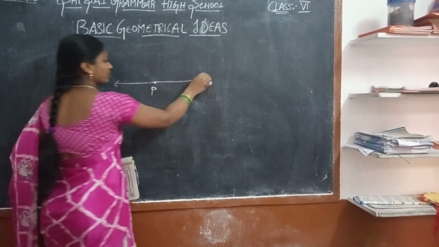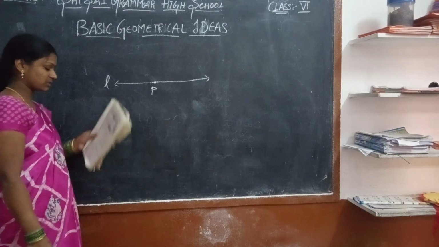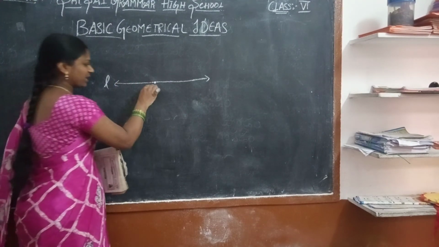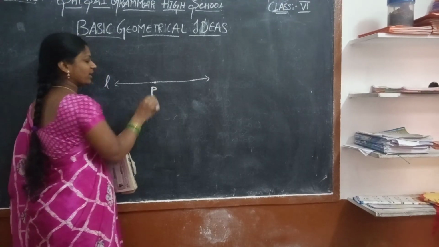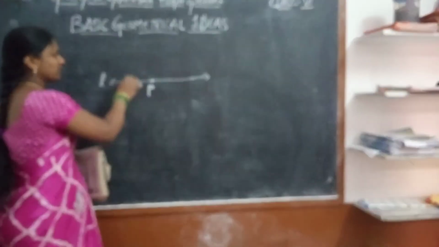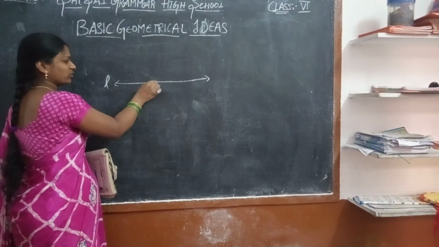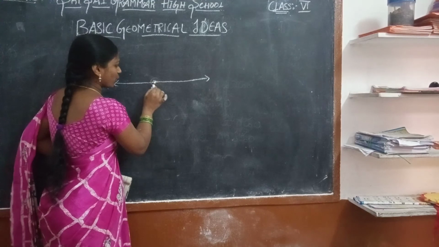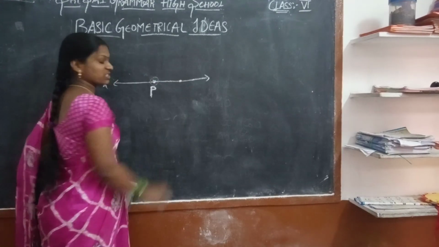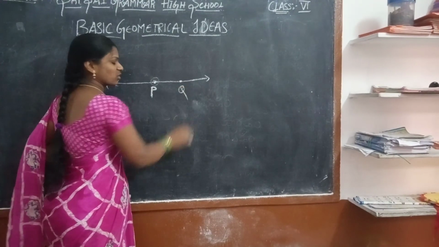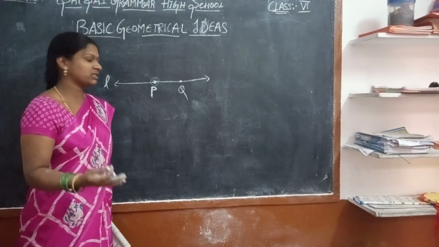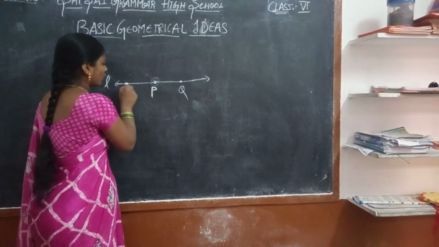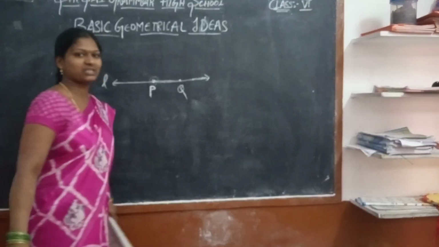Here we usually denote a point by a capital letter, that is, a point P. This is how we represent a point P on a line. Here I am going to represent another point Q. It is identified, and we call it a point Q. We are representing these points on a line.